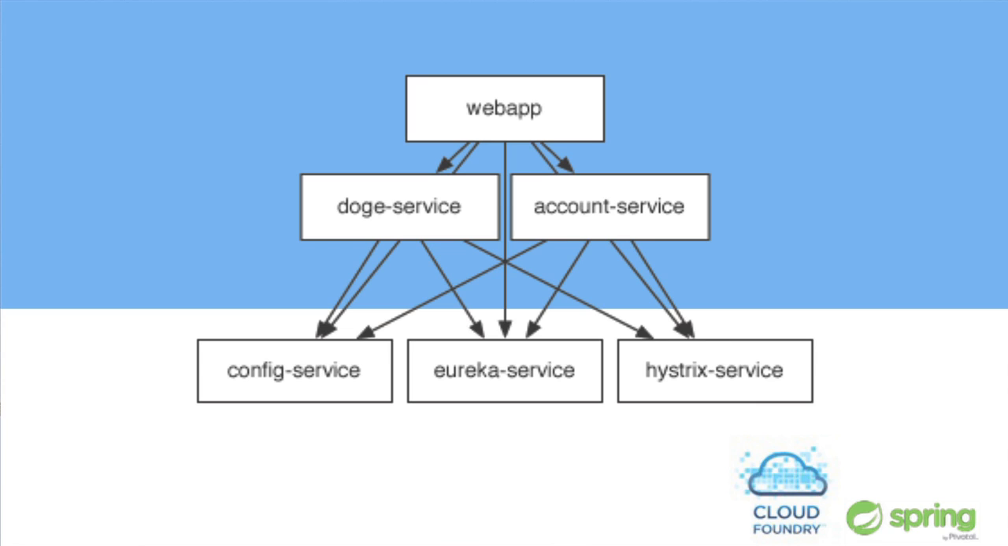So today we're going to look at a kind of a straw man's microservice system. We've got a web application that's going to connect to 2 backend microservices. And then those microservices are going to talk to 3 different pieces that come from Netflix and from us, from Spring Cloud: the config service, the Eureka service, and the Hystrix dashboard service.